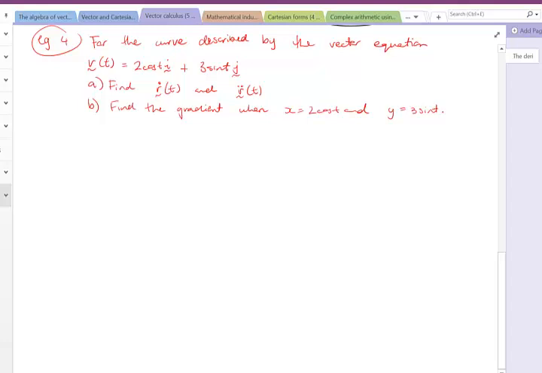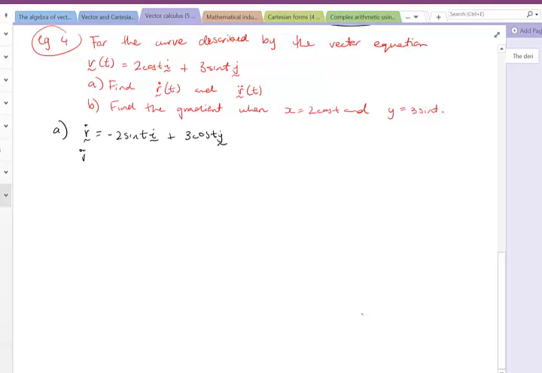Okay, in this last example, we're looking at the curve described by the vector equation or vector function r is equal to 2 cos t in the i direction, 3 sin t in the j direction. For part A, it's very straightforward. We want to find the first and second derivative. So the first derivative of cos is negative sine, so we've got negative 2 sine t i. And derivative of sine is cos, so we get 3 cos t in the j direction.